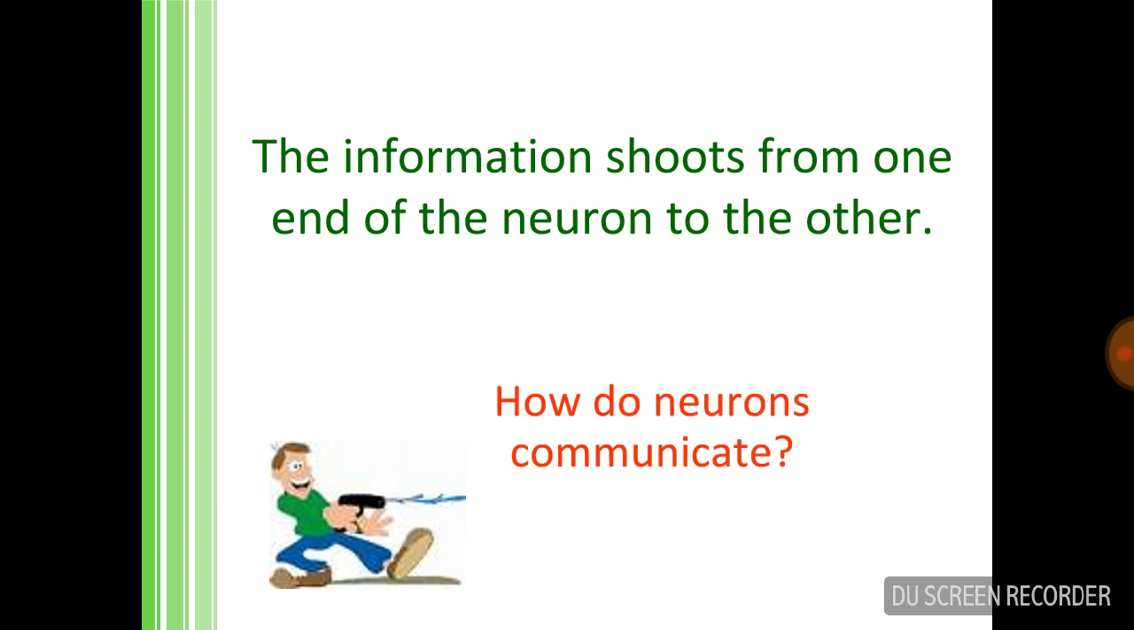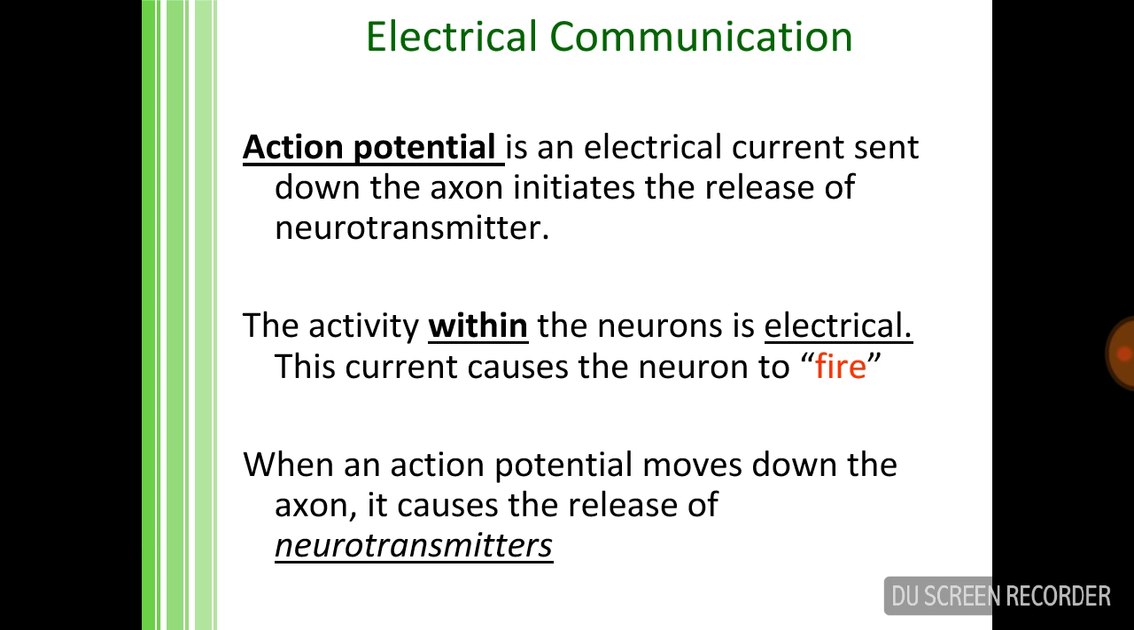How do neurons communicate? Electrical communication. An action potential is an electrical current sent down the axon to initiate the release of neurotransmitters. The activity within the neuron is electrical. This current causes the neuron to fire. When an action potential moves down the axon, it causes the release of neurotransmitters.